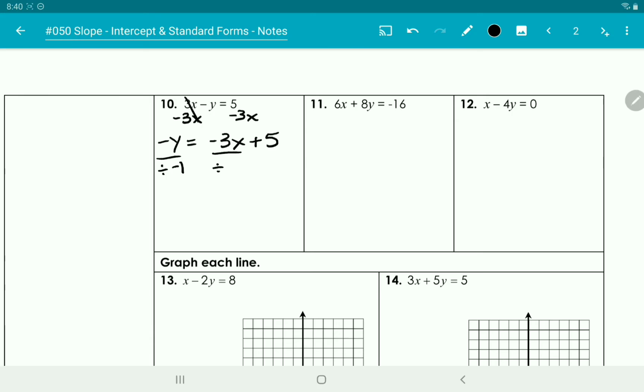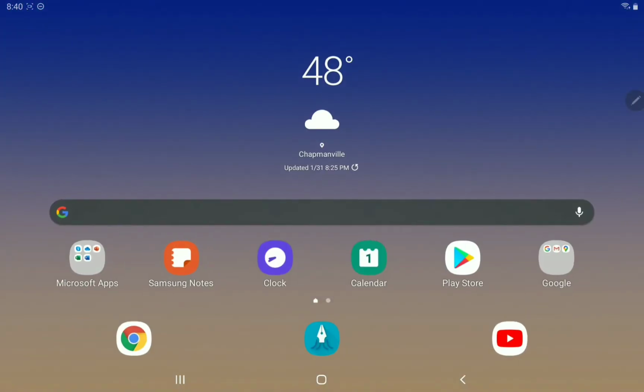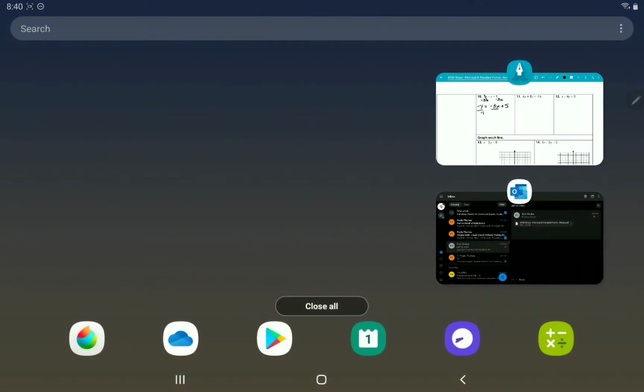Oh, sorry, I see that I did a little division sign twice. Okay, I keep pushing that button, sorry.